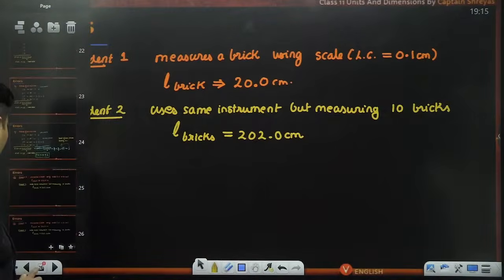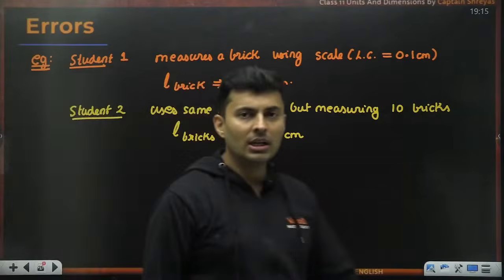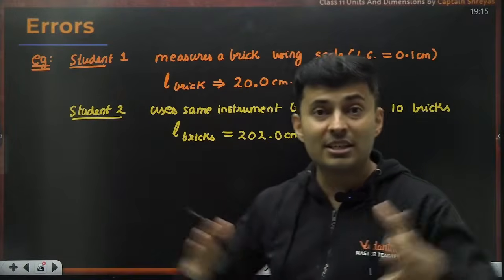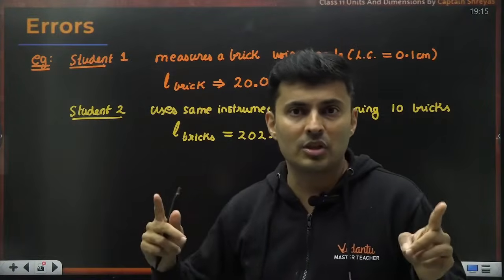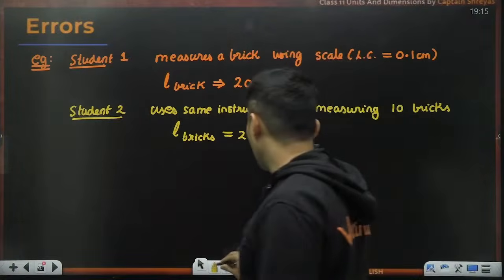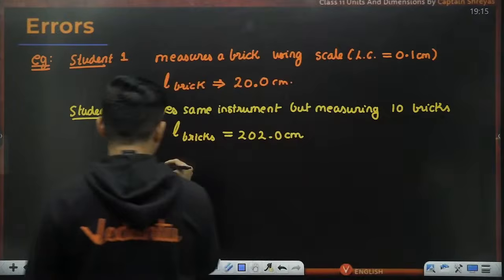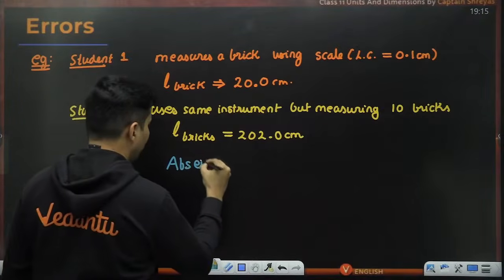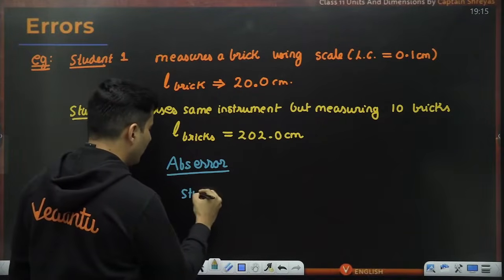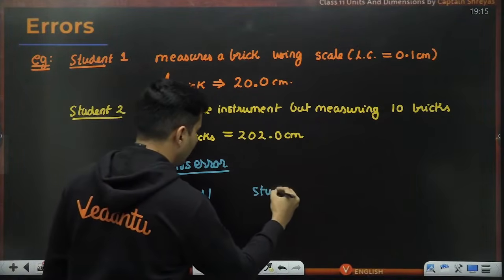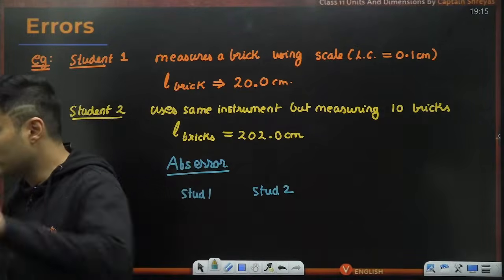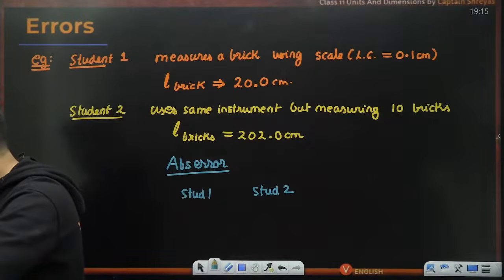202.0 centimeters. Okay, very interesting scenarios. One student is using an instrument and measures this length. Another student measures the length of 10 bricks using the same instrument. Who has more absolute error? Quickly answer in the chat box right away. Is the absolute error more or less for student number 1 or student number 2? Come on, quickly let me know in the chat box.